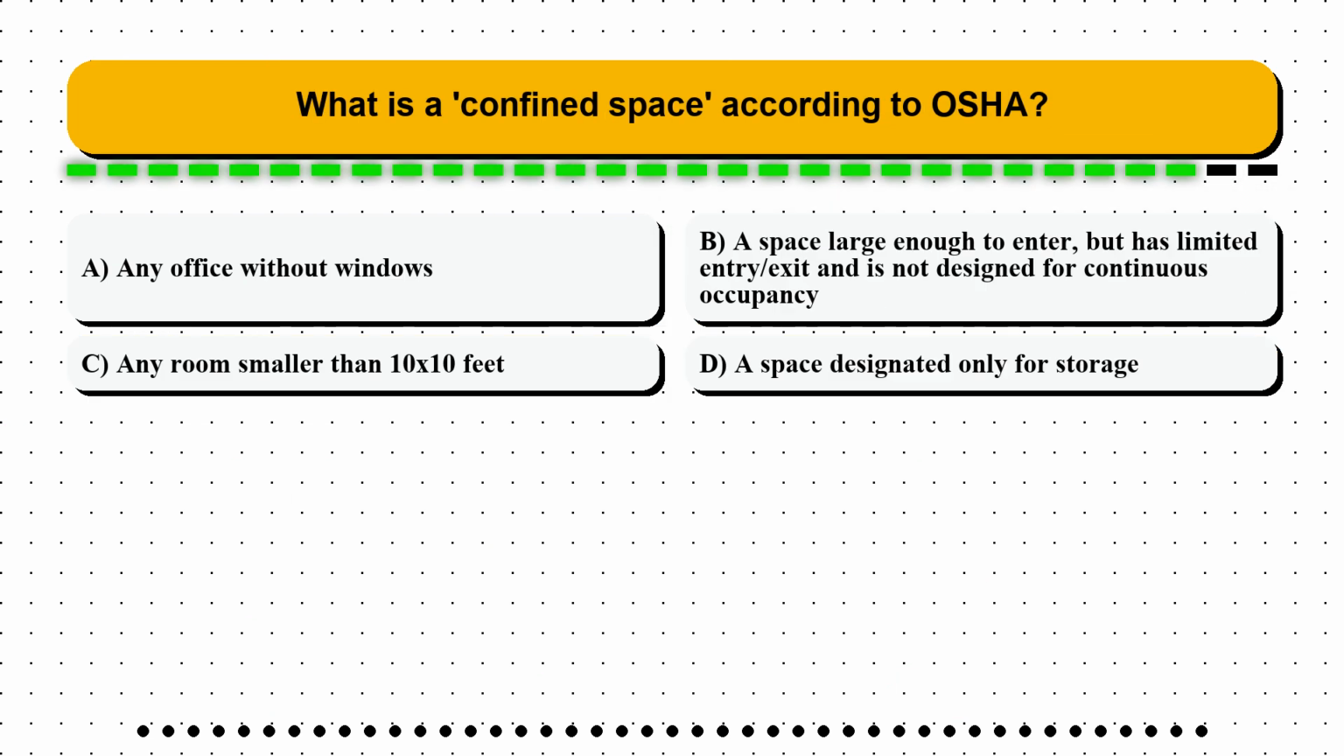Question 23. What is a confined space according to OSHA? Option A, any office without windows. Option B, a space large enough to enter, but has limited entry/exit and is not designed for continuous occupancy. Option C, any room smaller than 10 x 10 feet. Option D, a space designated only for storage.